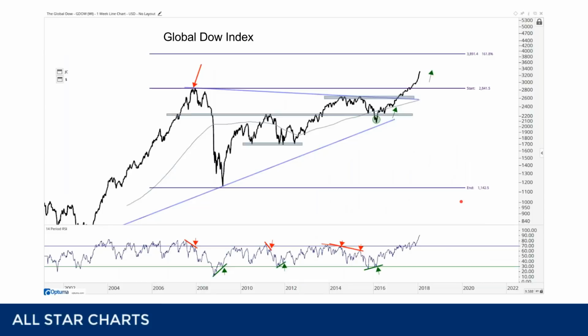So here's the global Dow index. Instead of just the US, it's diversified into more countries around the world. And we're just halfway to our target. Again, coming out of a 10-year base, I think we're going to 3,900 in the global Dow index, and we're right around 3,300. So we've got plenty of room to go.